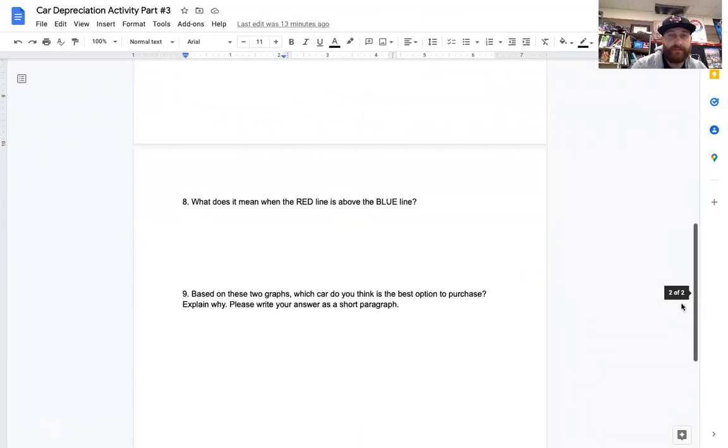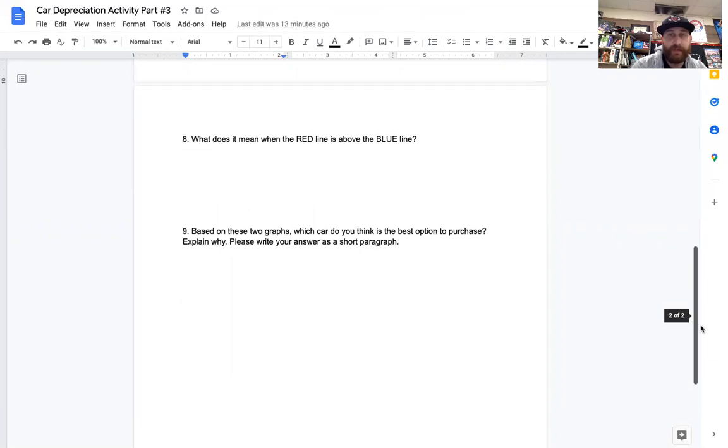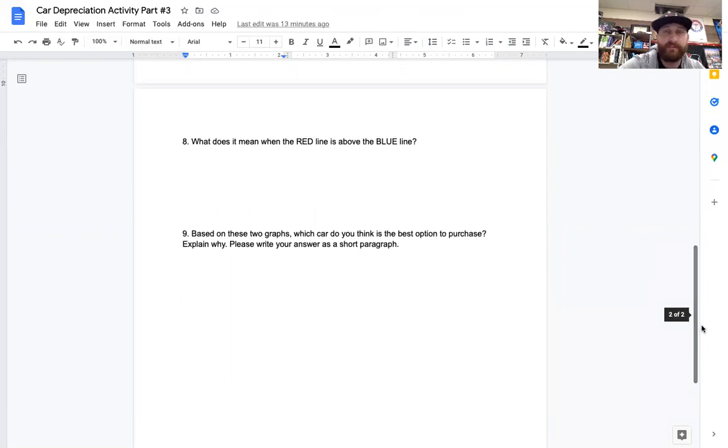And it says, based on these two graphs, which car do you think would be the best option to purchase? Now you get to make a description based off the two vehicles that you picked and the loans and all that stuff that you chose. You can go into detail on which loan you picked and why you picked it. It just says, please write your answers in a short paragraph. I'm cool if you guys do bullet points there. Just get some information out there that will describe what's going on.